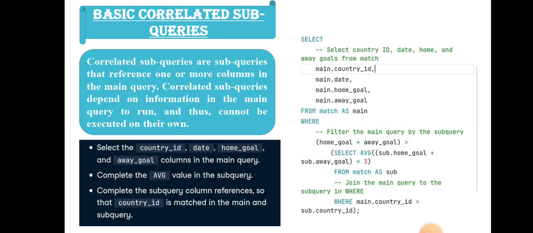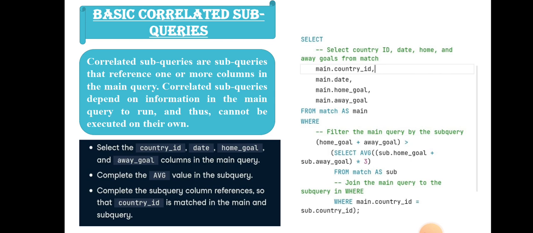In the first lesson, we will talk about basic correlated subqueries. First, let's see what correlated subqueries are. Correlated subqueries are subqueries that reference one or more columns in the main query. So they depend on information in the main query to run and thus cannot be executed on their own. For example, select the country ID, date, home goal, and average goal columns in the main query.